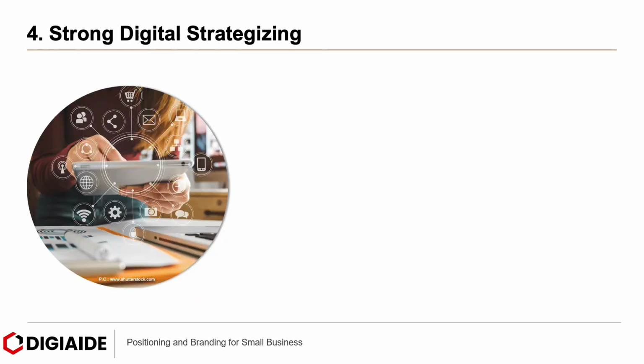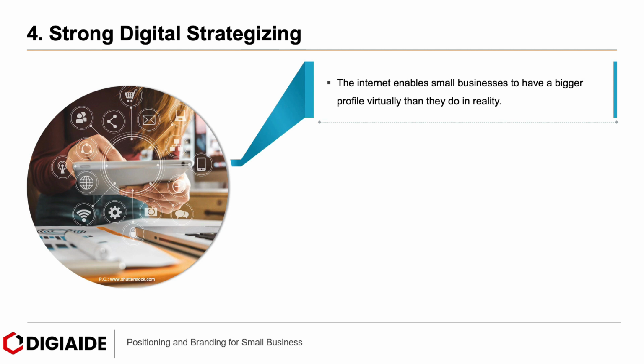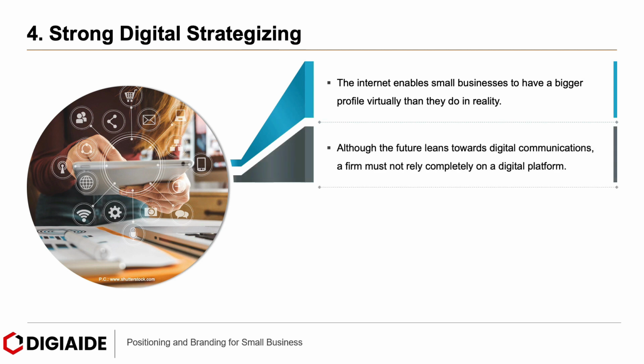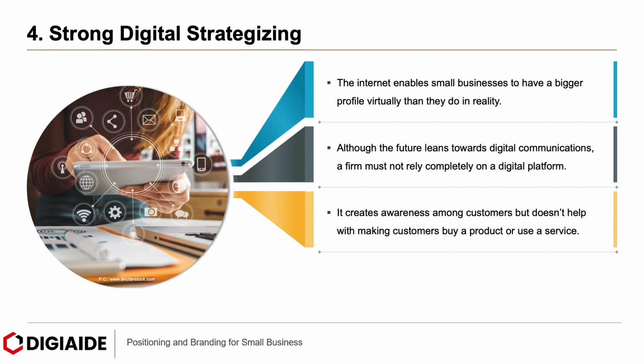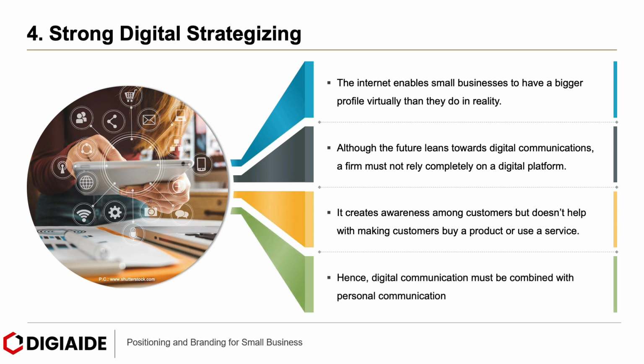Coming to the fourth strategy, strong digital strategizing. The internet enables small businesses to have a bigger profile virtually than they do in reality. Although the future leans towards digital communication, a firm must not rely completely on a digital platform. It creates awareness among customers but doesn't help with making customers buy a product or use a service. Hence, digital communication must be combined with personal communication.